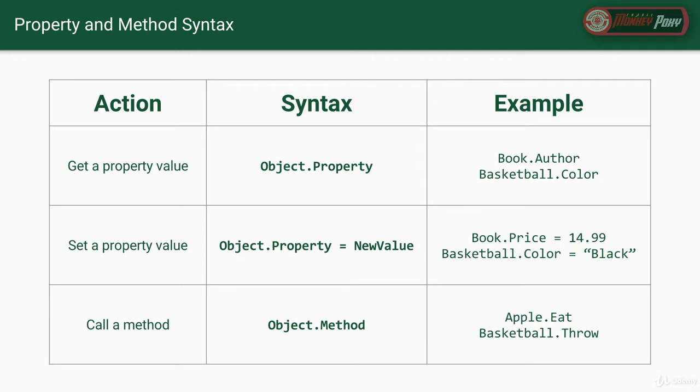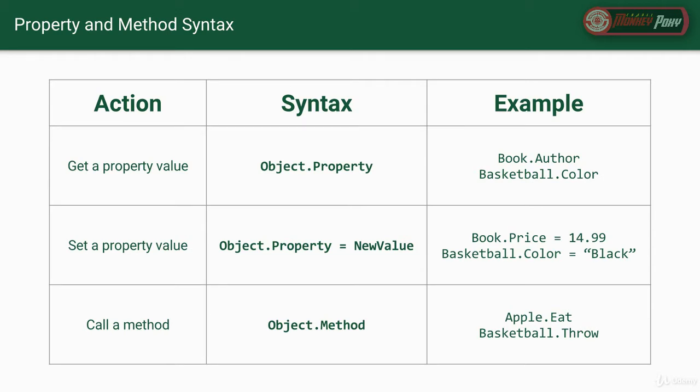Similarly, if we have a basketball object, we can reference a color property on it with that dot syntax. Object, then a dot, then the property on the object that we want to access, and that will give us a value like a basketball color, let's say, is orange, okay? Now, predictably, if an object doesn't have a property, then we're going to run into an error, but we can dive into that a little bit later.